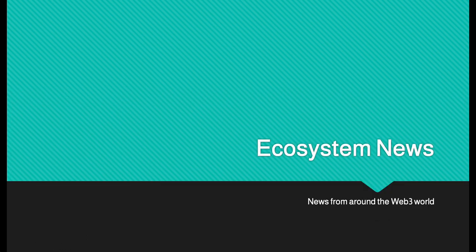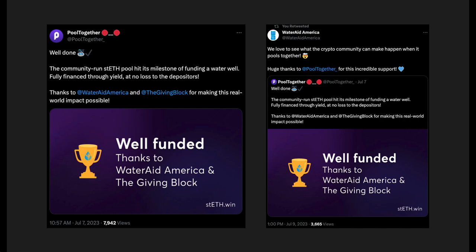We'll now get into the ecosystem news. That's news from around the Web3 world. First up is the PoolTogether community-run staked ETH pool. It hit a huge milestone of one fully funded water well with no loss to depositors.